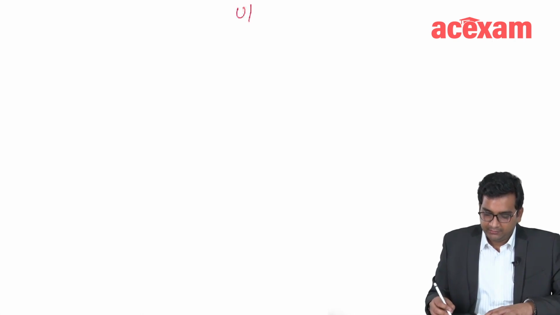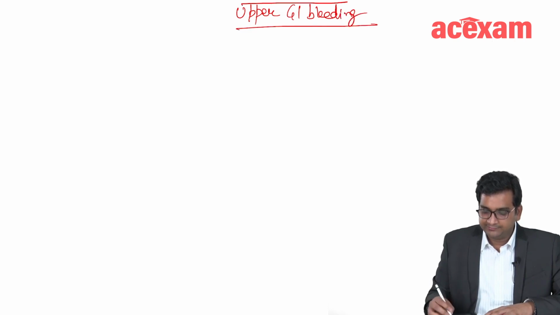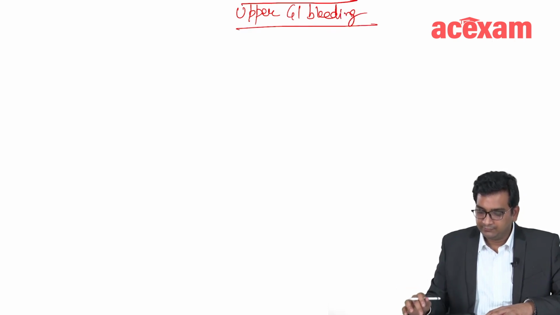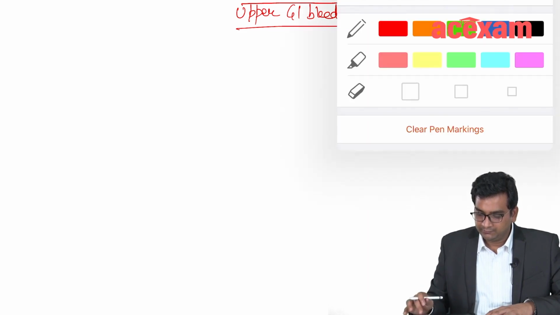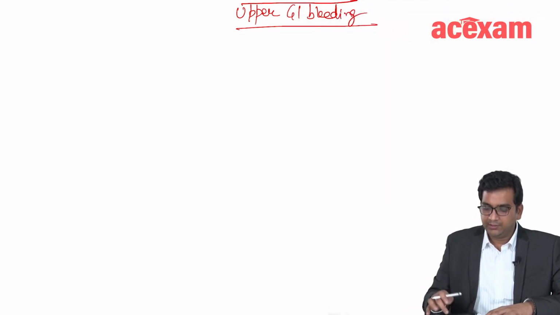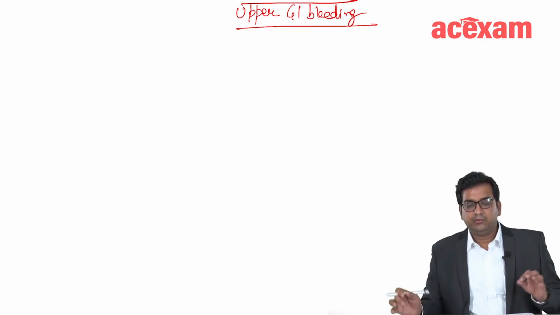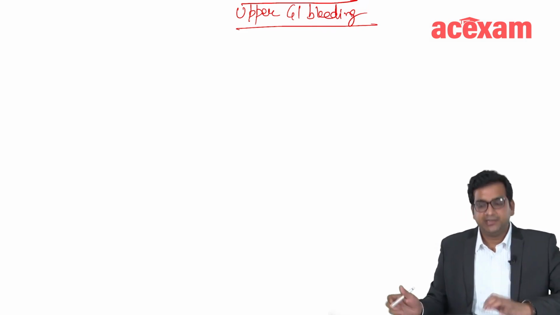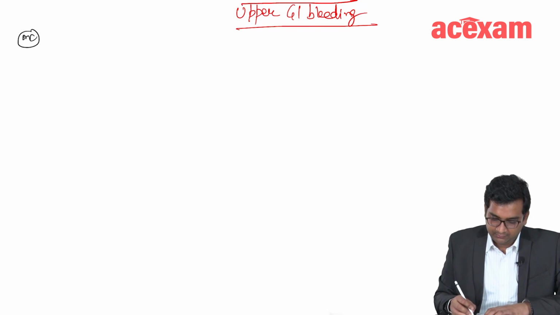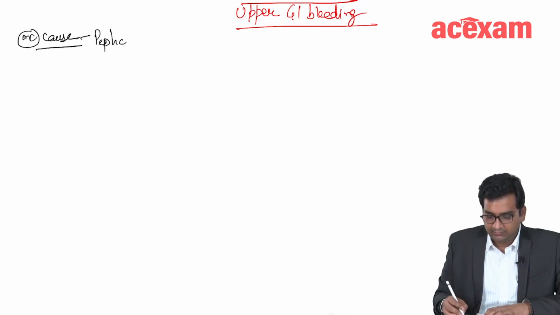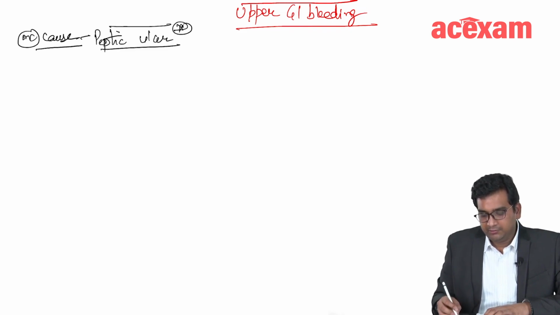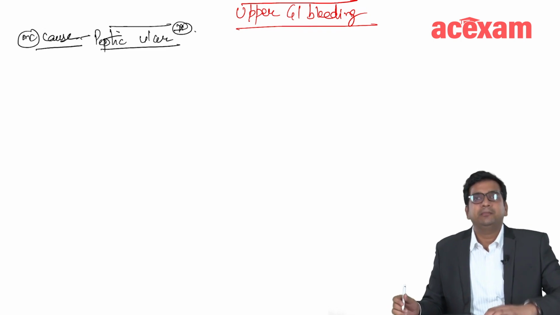Okay, upper GI bleeding. Okay, so what is the most common cause of upper GI bleed? Most common cause is peptic ulcer worldwide. Most common cause of upper GI bleed is peptic ulcer.